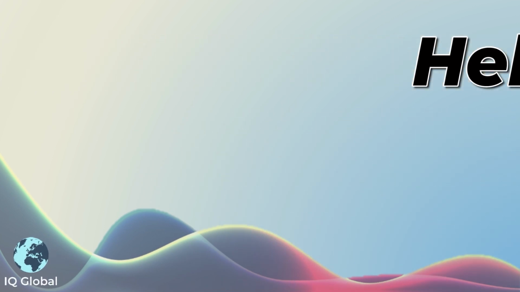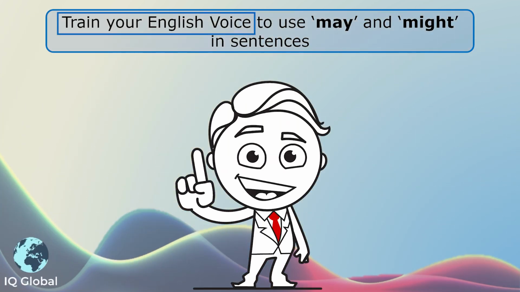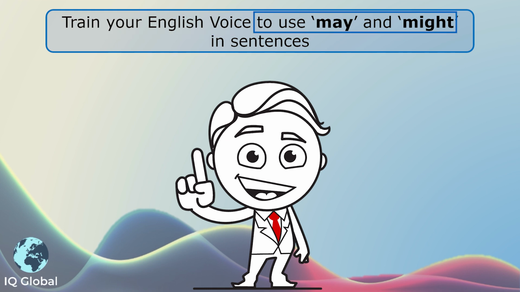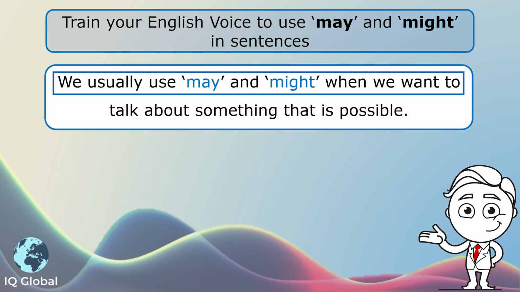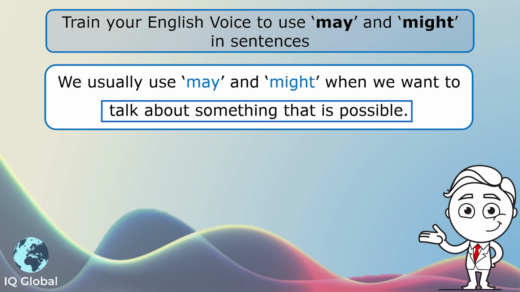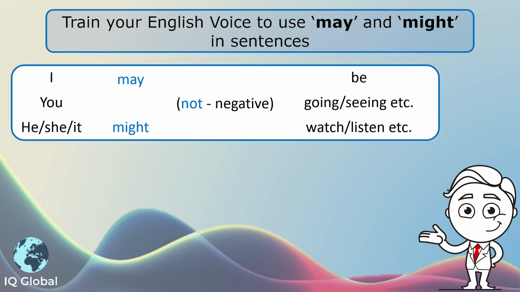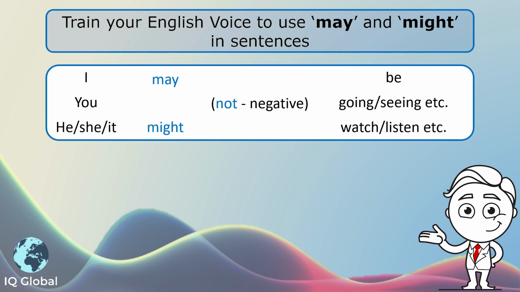Hello, today we are going to train your English voice to use may and might in sentences. We usually use may and might when we want to talk about something that is possible. So have a look at the sentence structure.